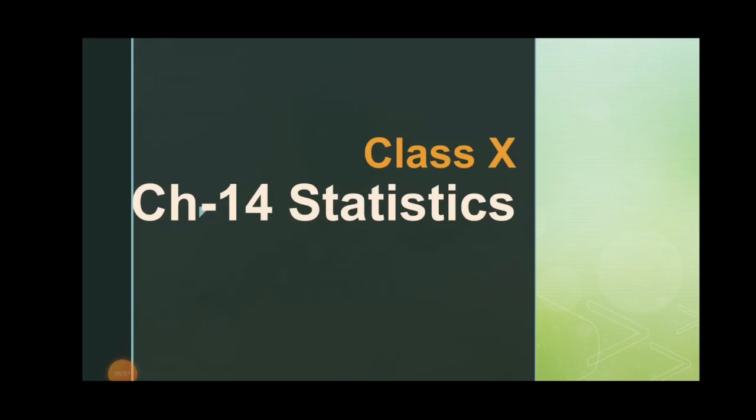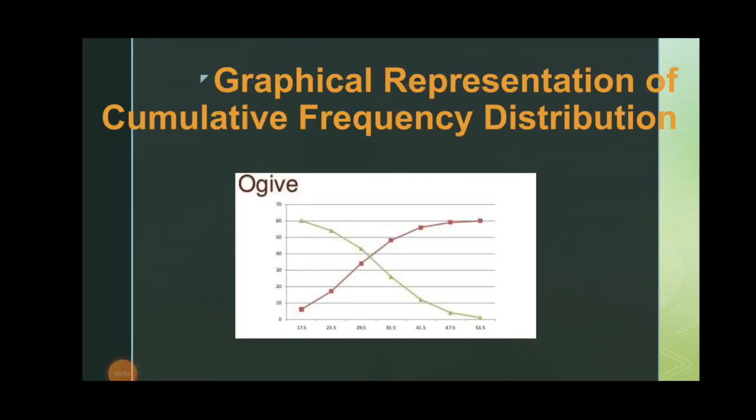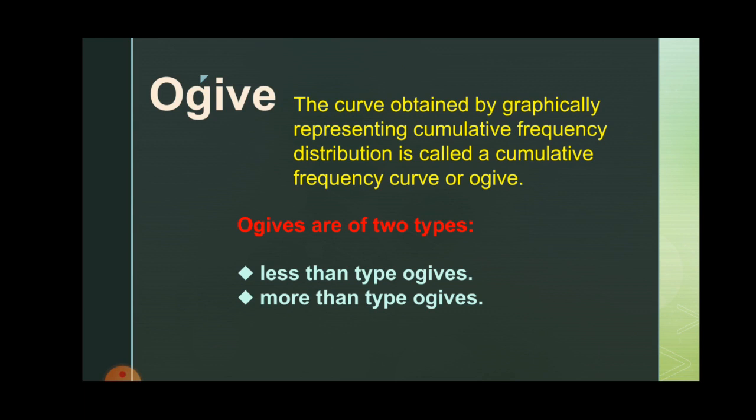Class 10th, Chapter 14 Statistics. Graphical representation of cumulative frequency distribution. The curve obtained by graphically representing cumulative frequency distribution is called a cumulative frequency curve or ogive. Ogives are of two types, less than type ogives and more than type ogives.